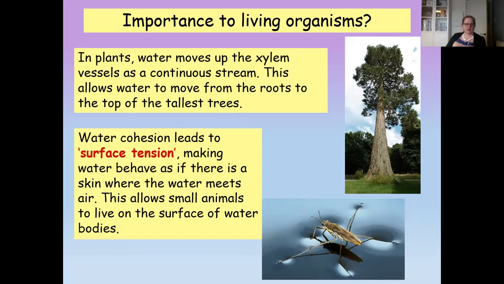But another thing, again linking to plants, which is a section we'll come back to later on, is that in plants, water moves up the xylem vessels as a continuous stream. This allows water to move from the roots to the top of the tallest trees, and we call this water transport in plants. That is all to do with the cohesive movement of the water molecules that causes this continuous stream we call, again, mass flow.